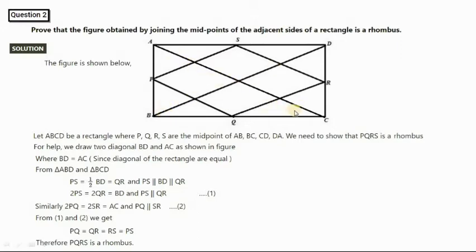Now we know that BD and AC both are equal, because they are diagonals. So if BD and AC are equal, then all of them have to be equal to each other. That means PQ will be equal to QR, QR will be equal to RS, and RS will be equal to PS. That means all the sides are equal, and these two pairs of lines are parallel. So what is the meaning of this? This means that this figure, PQRS, is a rhombus. So we have successfully proved this particular question. You may pause the video to note down.